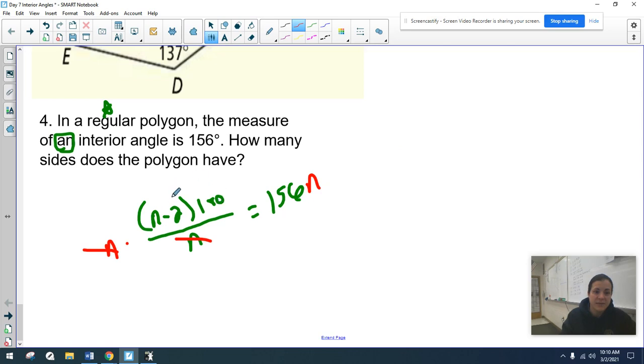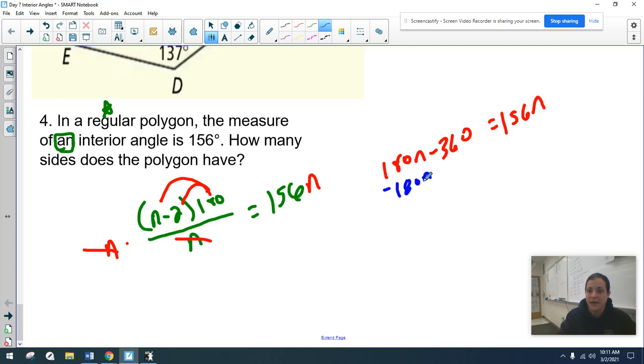Okay, next thing I'm going to do is I'm going to distribute that 180. Okay, so that way, I mean, you could do a few different ways, but that's probably going to be your best way to solve this. So I'm going to get 180n minus 360. That's what I get when I distribute. Then I'm going to subtract my 180n from both sides. Wow. Okay, let's try that again. So I have the negative 360. And 156 minus 180 is going to give you a negative 24.